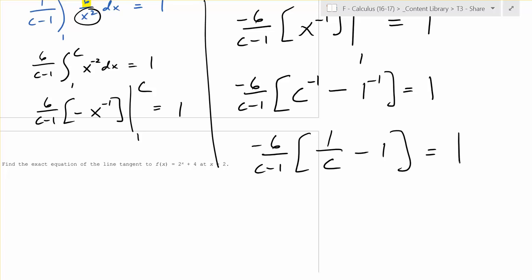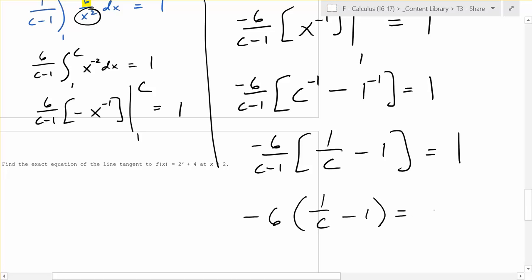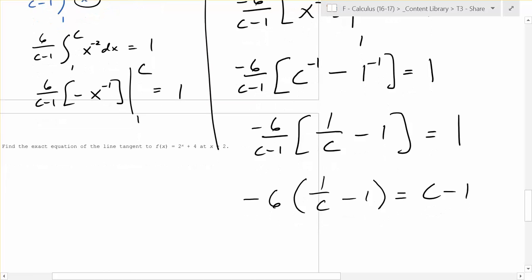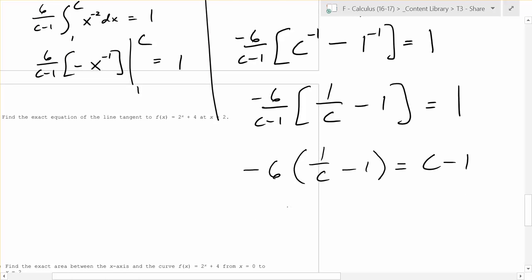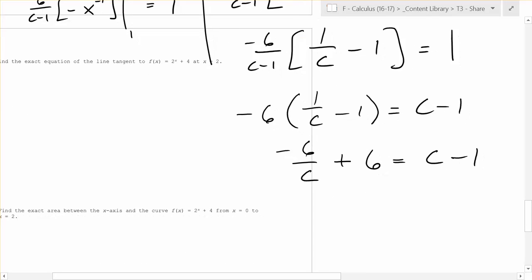Can someone tell me what would be a good thing for us to do to make this a little easier? What should we do to both sides? Multiply by C. Careful, that doesn't really help because it's C minus 1 in the denominator. I'd multiply both sides by C minus 1. So what do you get here? Negative 6 times 1 over C minus 1, and then what's on the other side? Now you multiply. So negative 6 plus 6 equals what? C minus 1.